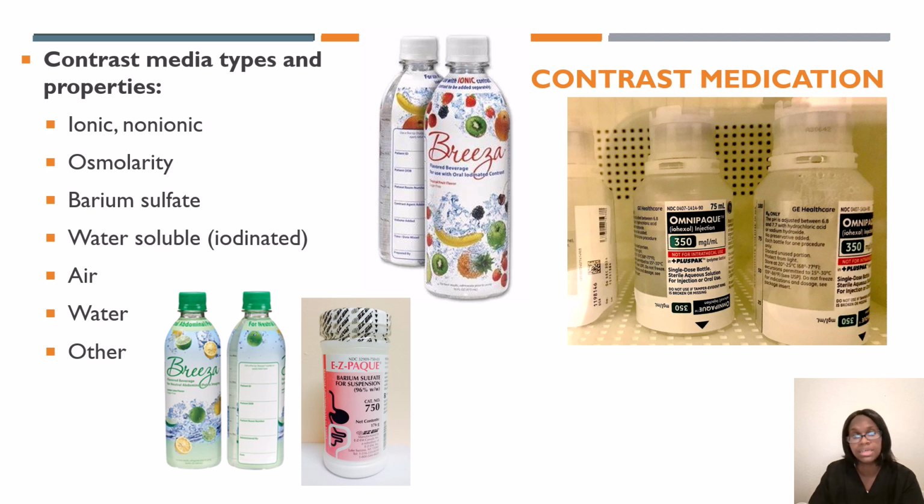Now we're going to talk about the contrast media types: ionic, non-ionic, barium sulfate, air, water, water soluble. This is how the Breeza bottle looks whenever we have patients who need to drink for abdomen scans, especially if it's with contrast and the doctor wants to see oral contrast and IV contrast for the scan. This is the medicine that you will give them. You have your Breeza bottles that we give patients, and then we add Gastrografin in there, 30 milliliters, and then you have your Omnipaque. That's what I use whenever I work in CT.